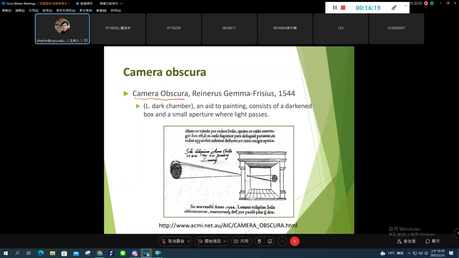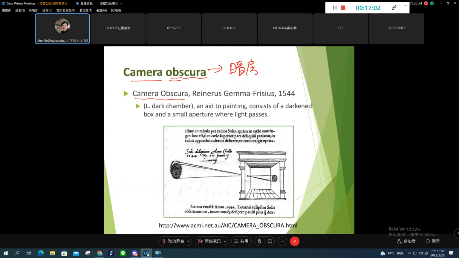painting technology called camera obscura. Obscura in Chinese could be 暗房, but I'm not sure whether this translation is correct, but it is sort of like this kind of idea. So the idea is that it can capture a real scene for artists to paint on the wall.